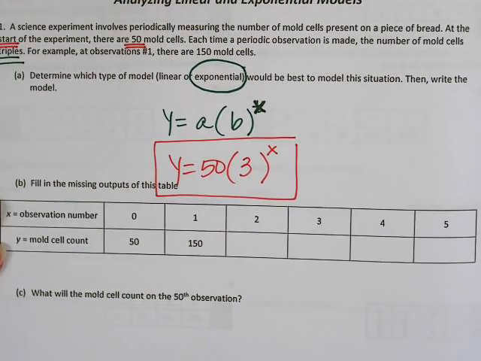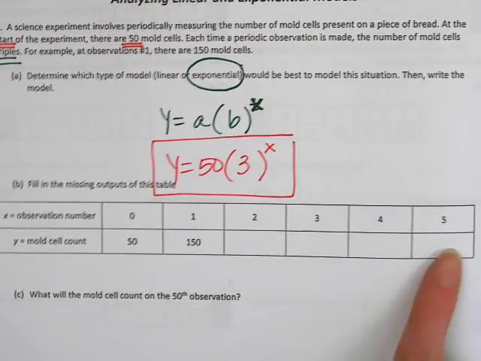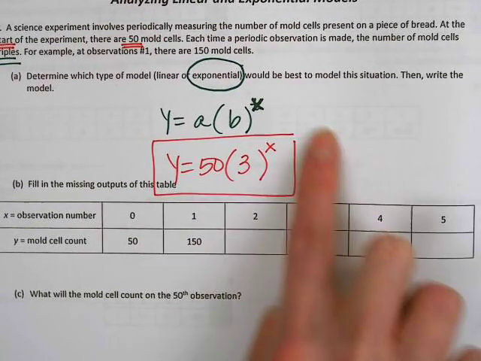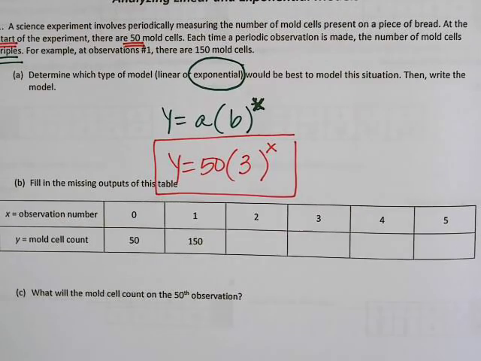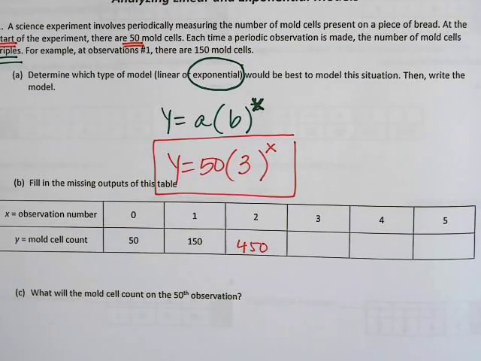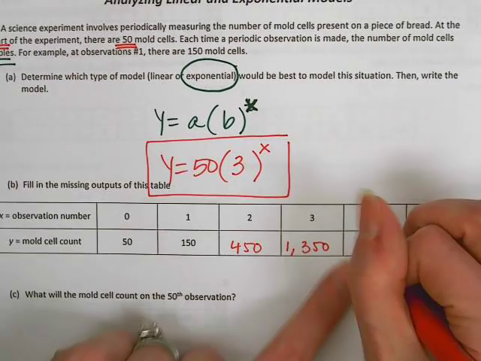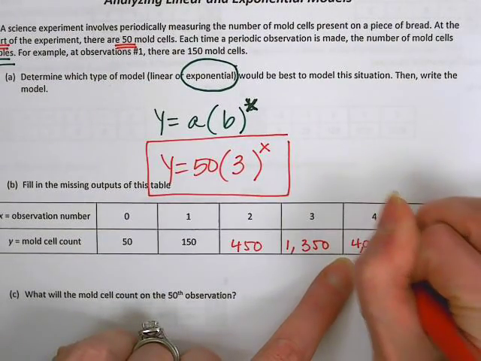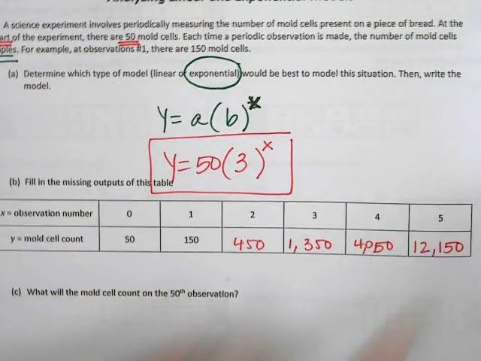And then let's see if you guys can fill in this table. To fill in the table, you could just keep multiplying by 3. Or you could take this number and just plug it in for x and see what you get. But I think for this one, it's just easier to just keep multiplying by 3. So 150 times 3 is 450. 450 times 3 is 1,350. Times 3 again is 4,050. And times 3 again is 12,150.